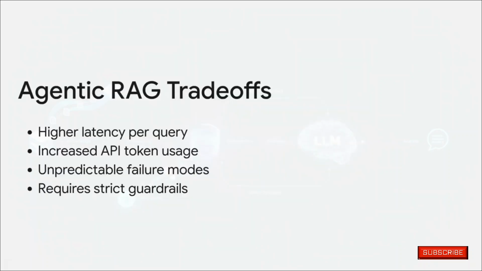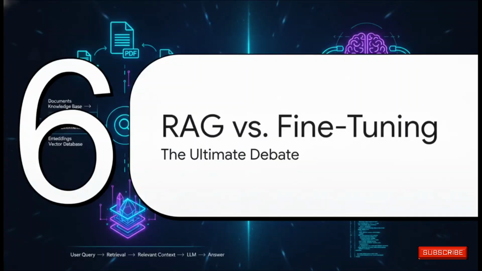But here's the crucial point. While agentic RAG is incredibly powerful, it introduces some serious engineering trade-offs. It buys you amazing multi-step reasoning, sure, but it's going to cost you in much higher latency and increased API token usage. It also creates unpredictable failure modes, like imagine an agent just getting stuck in an endless loop. That means you absolutely need strict guardrails and deep observability to trace exactly what the agent is doing under the hood at all times.